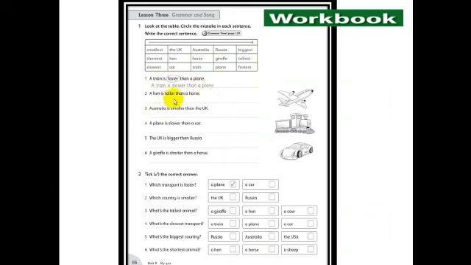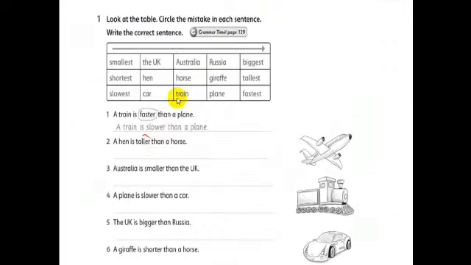Number 2, a hen is taller than a horse. Yes, taller is incorrect. So circle taller, please. We should say a hen is shorter than a horse. Yes, excellent. Now 3, Australia is smaller than the UK. Smaller is a wrong answer, okay? We say Australia is bigger than the UK.